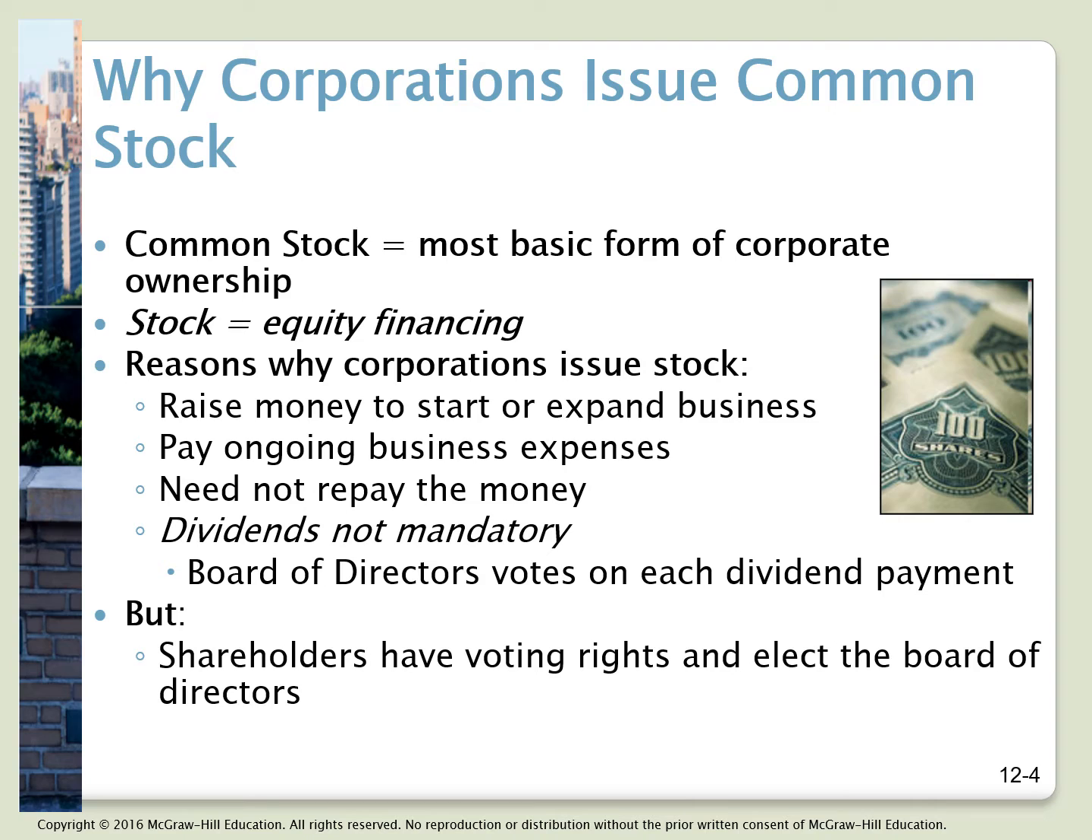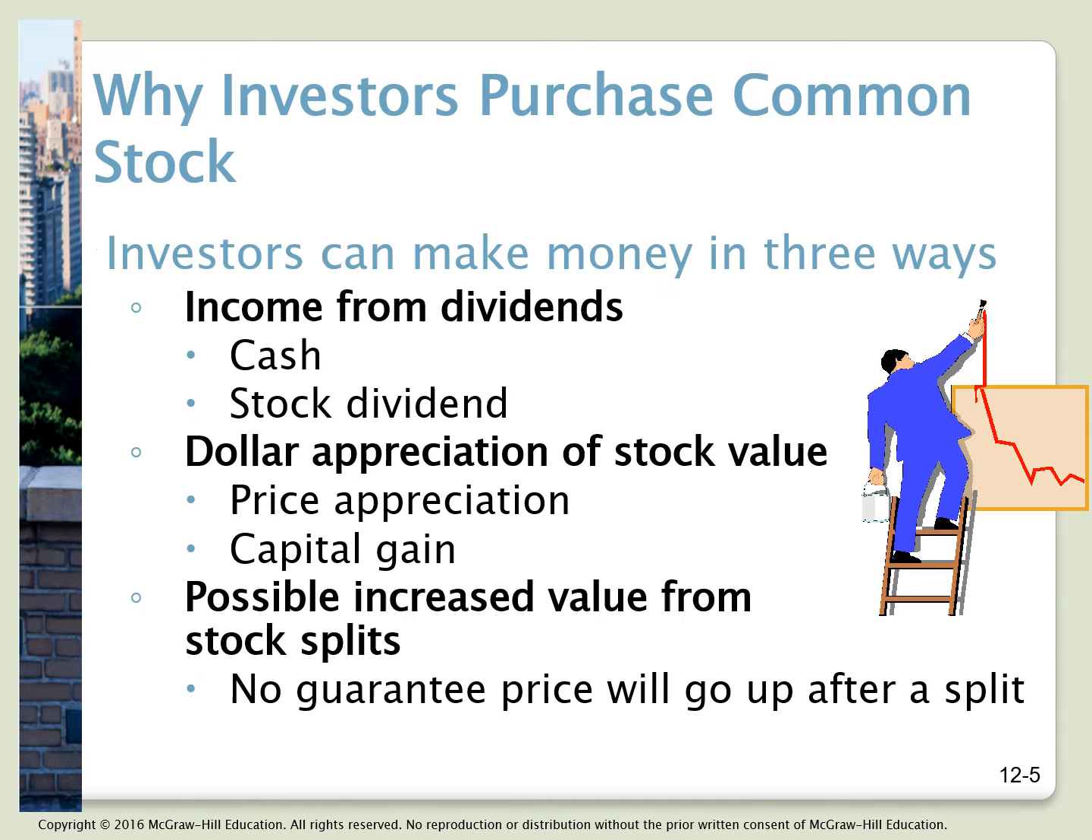But in this case, we're looking at dividends, and dividends are at the pleasure, if you will, of the board of directors, if they're going to pay out dividends or not. Shareholders have voting rights and elect the board of directors, so they're the ones that can drive that. The common stockholders, if you will: income from dividends, cash or stock dividend, dollar appreciation, the stock value itself, what we just talked about, that's capital gain, and possible increase in value from stock splits.